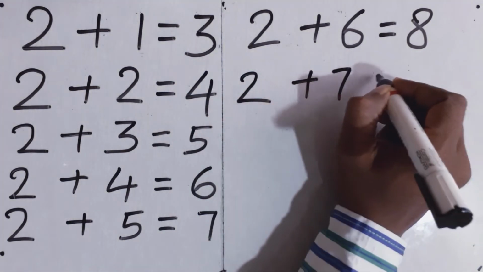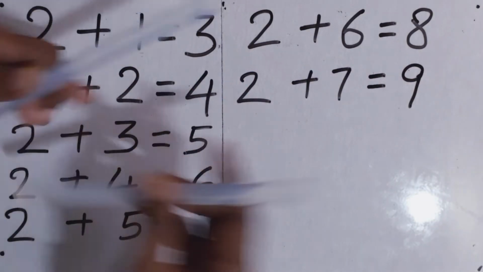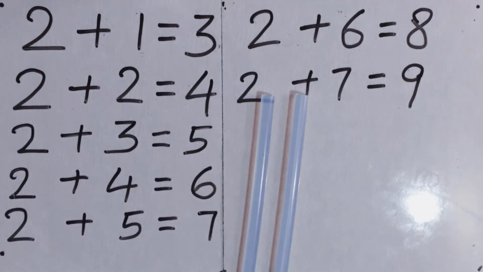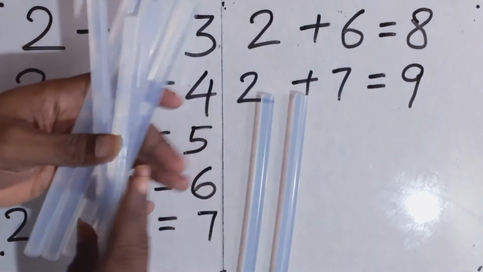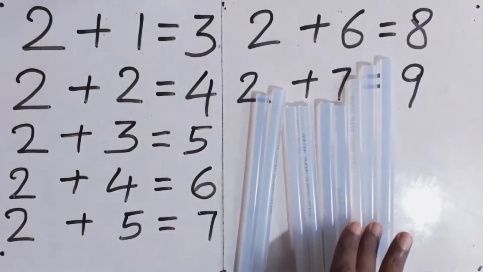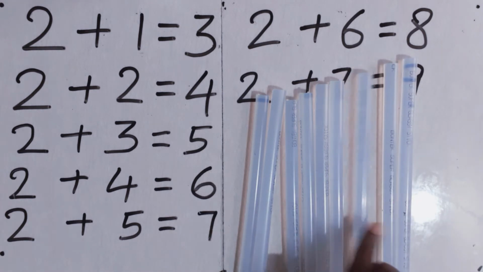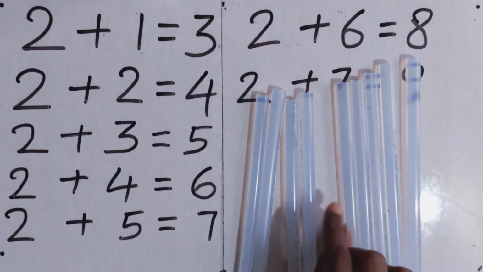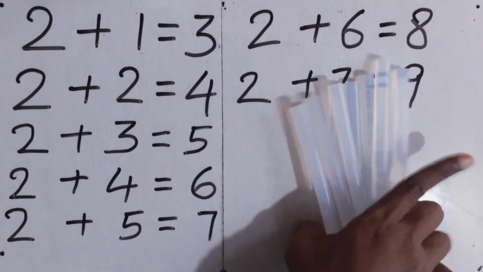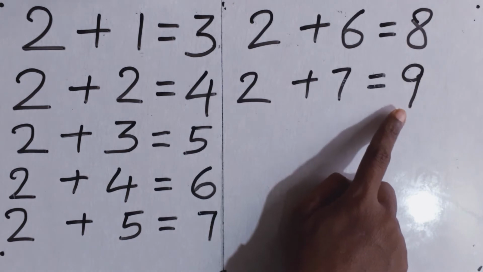2 plus 7 is equal to 9. These are 2 sticks. These are 7 sticks. 2 sticks plus 7 sticks. Now you count total sticks. 1, 2, 3, 4, 5, 6, 7, 8, 9. 2 plus 7 is equal to 9.